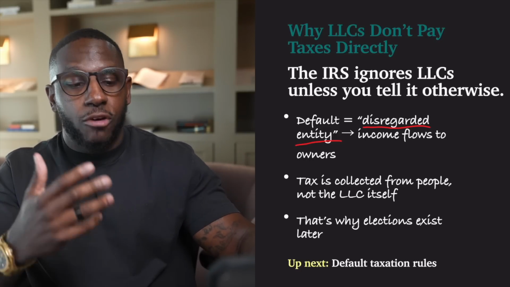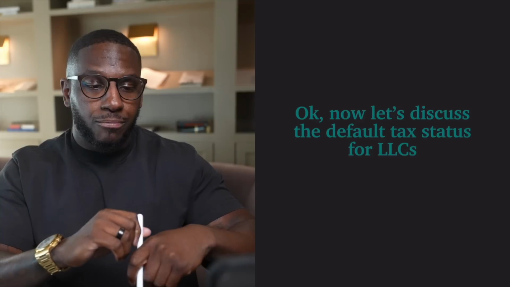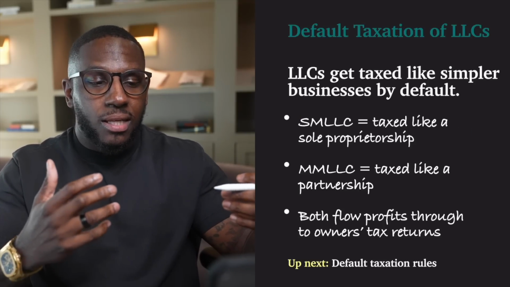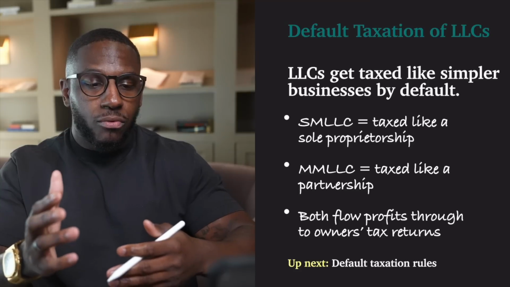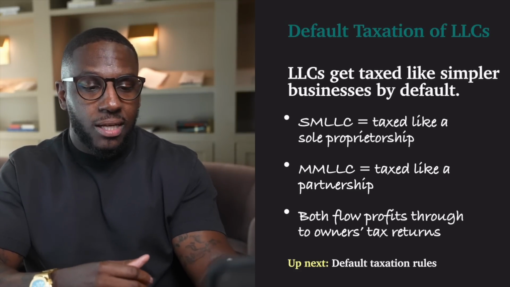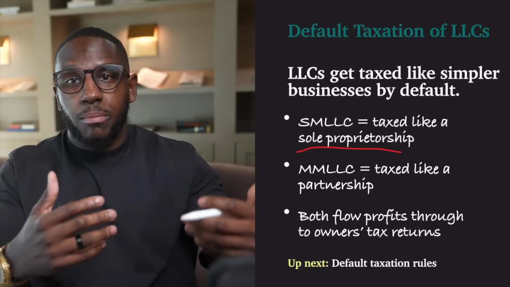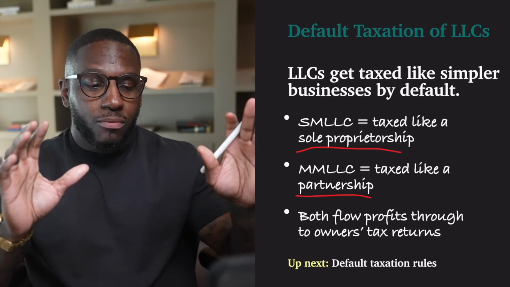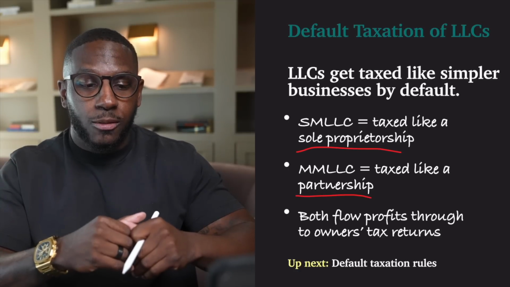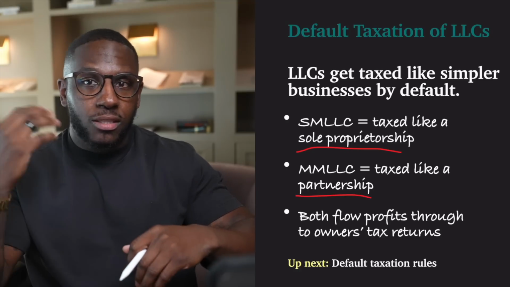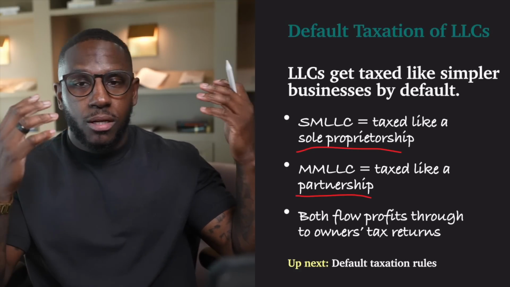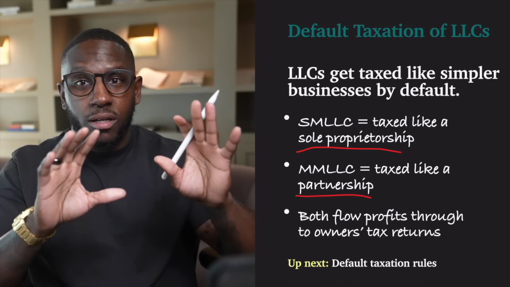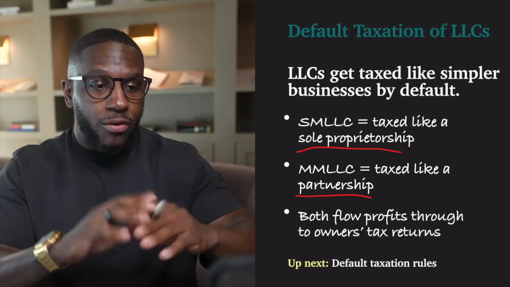All right, so let's talk about the default taxation rules for LLCs. Well, LLCs get taxed like simpler businesses by default, right? So a single member LLC gets taxed like a sole proprietorship. A multi-member LLC gets taxed like a partnership. Both flow profits to the owners' tax returns, but those are the differences, right? Single member, sole proprietorship; multi-member, partnership. That's the default classification for the IRS when it comes to taxes.